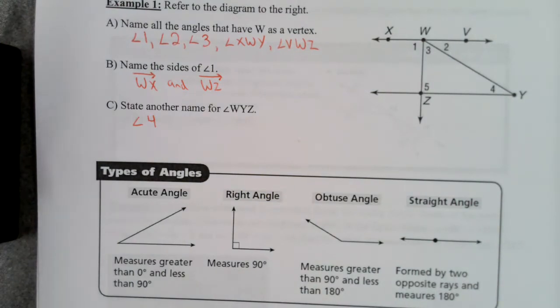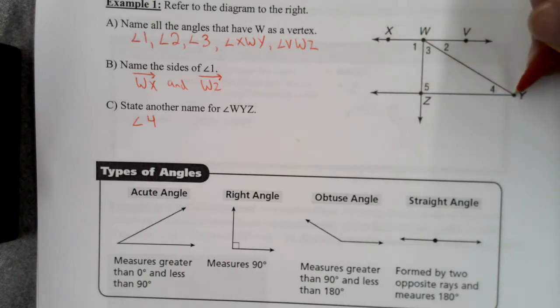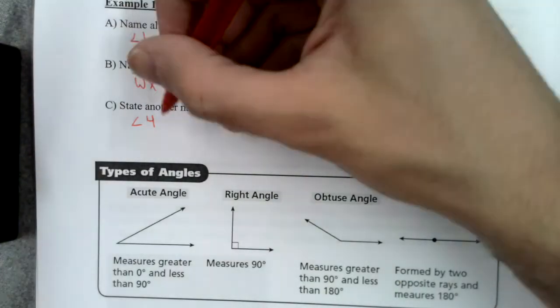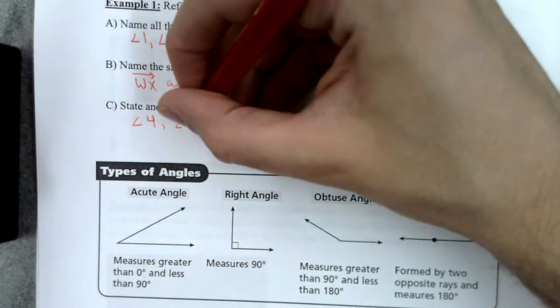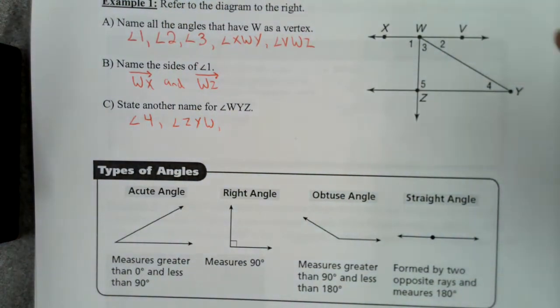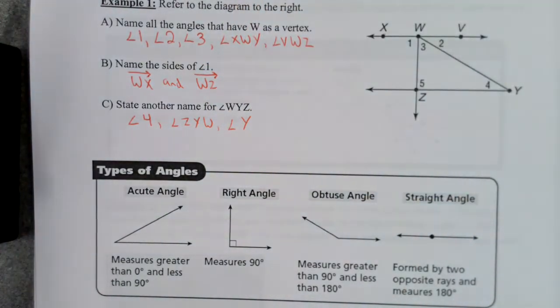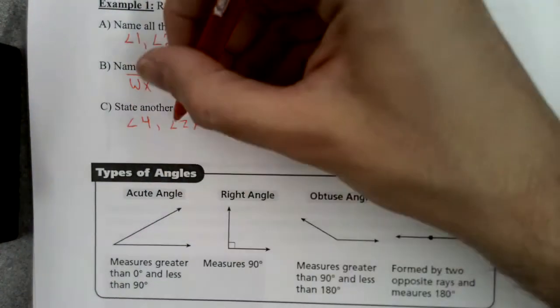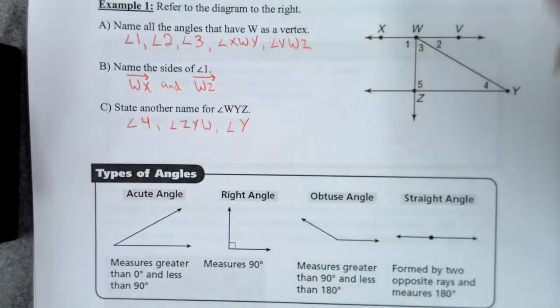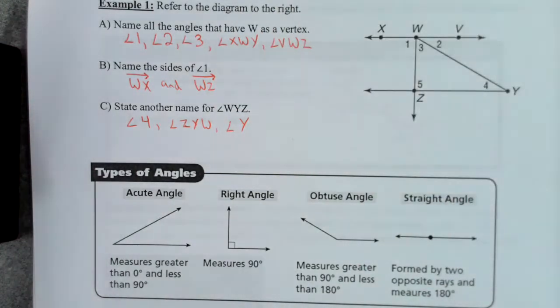I can also name it angle ZYW. I can do the opposite. And I can also name it by just the vertex, angle Y. Again, that's probably not the best way to name it, especially when you have such a big diagram. I mean, this would be preferred, or this, or this. Those are all the different ways to name angle WYZ.